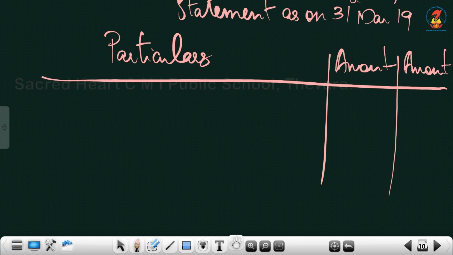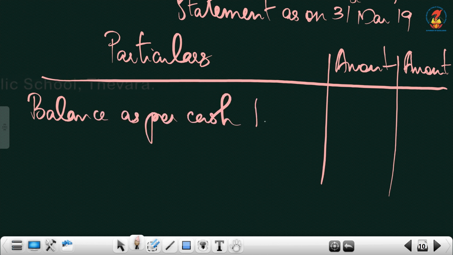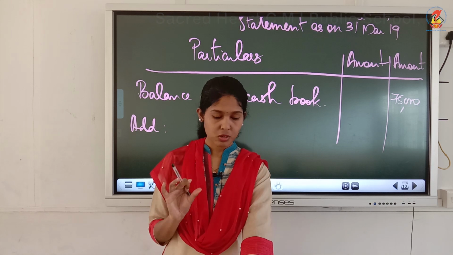We will start with balance as per cash book, and this figure you must write in the outer column. So, balance as per cash book, the amount is 75,000, write in the outer column. With that we have to add certain items. So, the first item we will read, following facts were discovered. 30th March, the dates are also important.